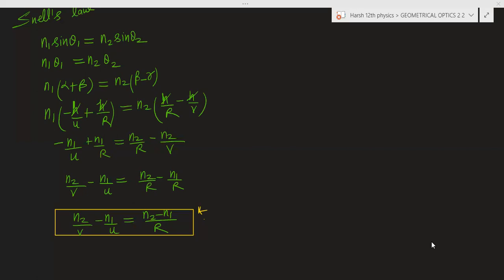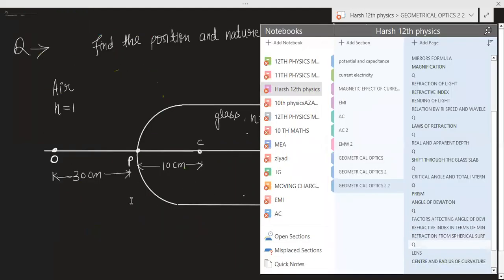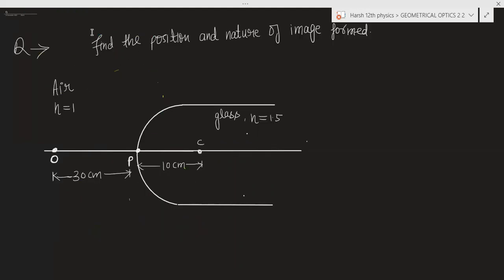So on this, there is one question. Here they are asking, find the position and nature of the image. Now, here is the object. The ray from the object is like this. So what is n1 and n2 here? N1 is the refractive index of the medium from which the light is coming. So n1 here is equal to 1 and n2 here is equal to 1.5.